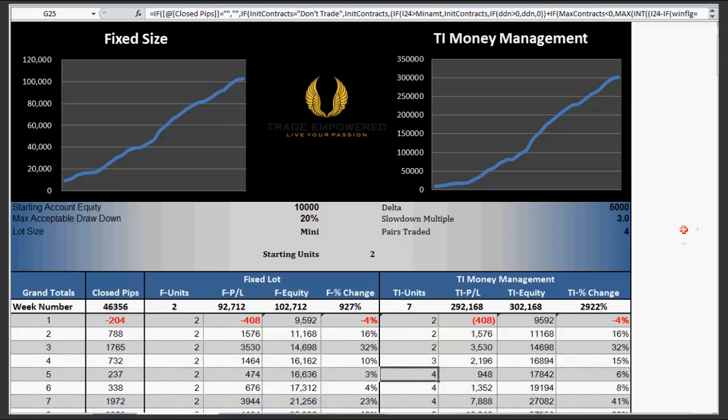Sorry for asking again. No, it's all right. We just vary the delta and the slowdown multiple until we see an increased level of contracts over time. What you're basically doing is, I've given you the ability to play with the numbers and find something that you are comfortable with, okay?